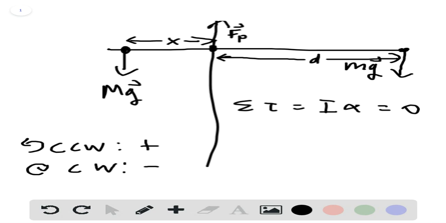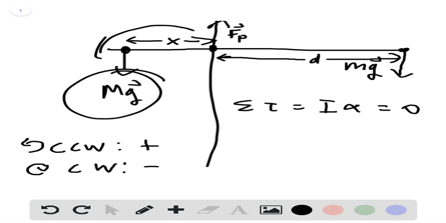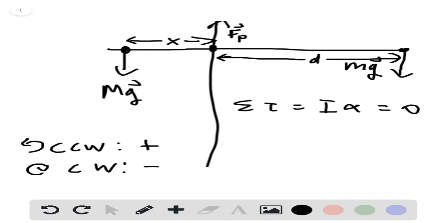So anything moving from the right to the left is going to be positive. From the left to the right is negative. In that case, mg here is going to be positive, right? Because it's going anti-clockwise. Now we can do our sum of the torques. The reason we can say this is 0 is because it's in equilibrium.